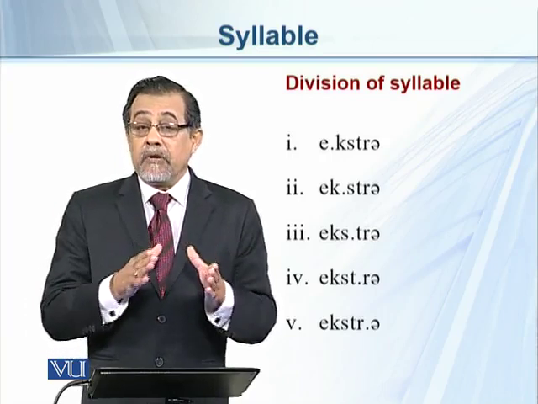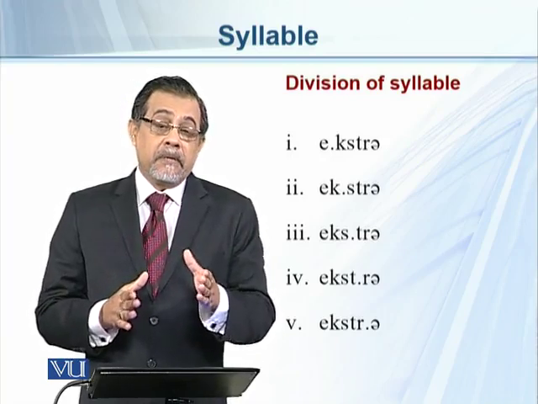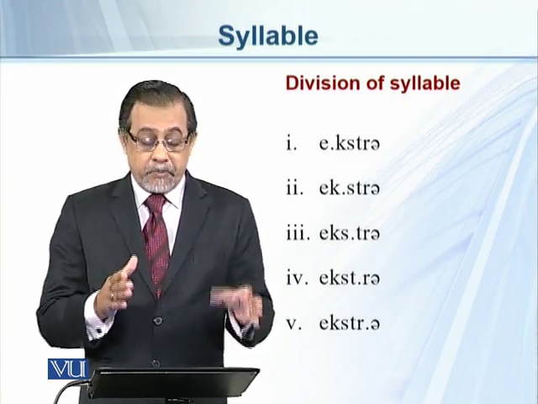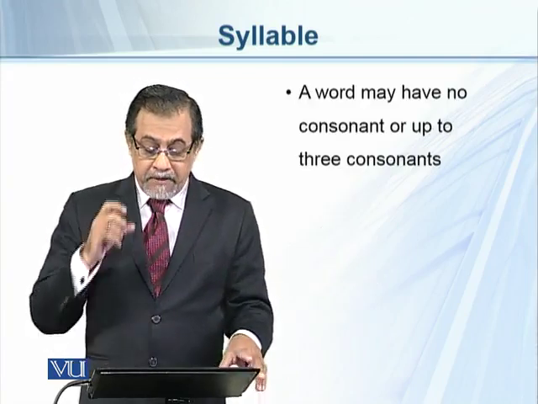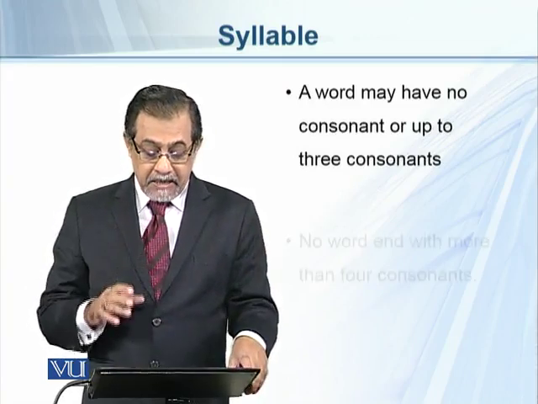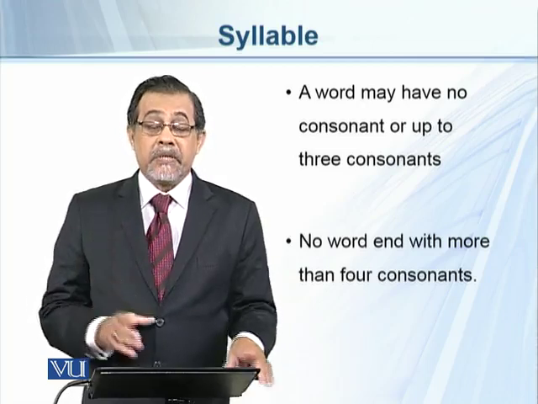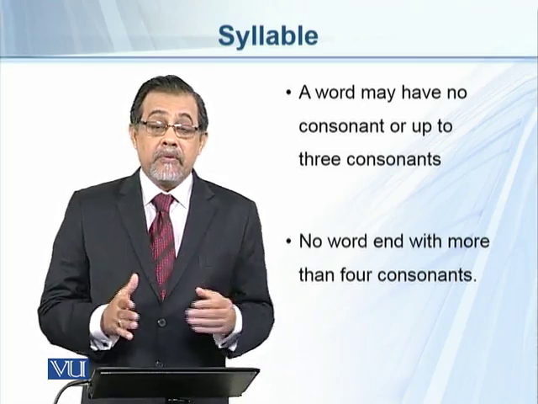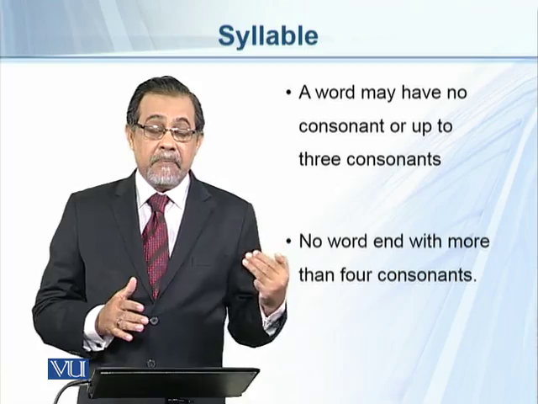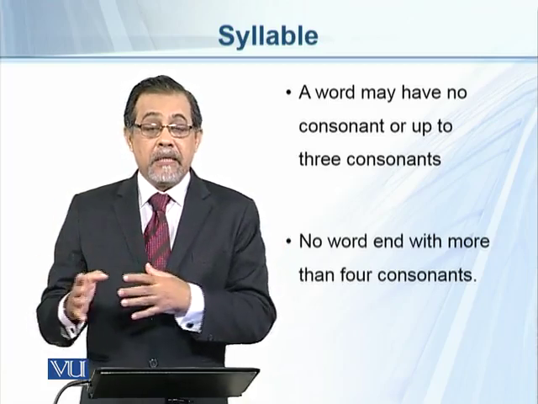So it's always very difficult to define a syllable according to its consonant groups. So a word may have no consonants or up to three consonants in the beginning, and no word ends with more than four consonants. So according to the rule, a syllable can have three consonants in the beginning or up to four consonants in the end.